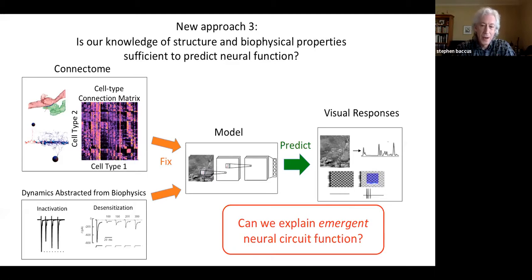Now, just to point this out, if this can occur, this would be a really surprising and important development, because in any kind of system, it's very hard to take the lower level function and predict higher level emergent behavior. But I think we're getting close to being able to at least test whether we can do that. And so in summary, these new approaches with connectomics really come from the fact that there is a very tight link between structure and function in the retina.